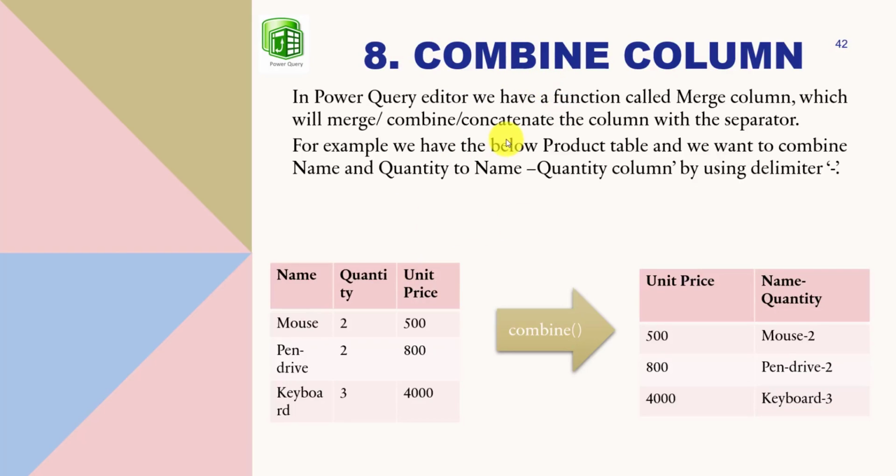So here we will combine the columns. In Power Query, we have a function called merge columns. By using this merge columns option, we will combine these columns. Here you can see quantity and name. We will combine them and give a hyphen as the delimiter. So you can see name and quantity: mouse and 2 becomes mouse-2. Now let's see how we can do this in Power Query Editor.